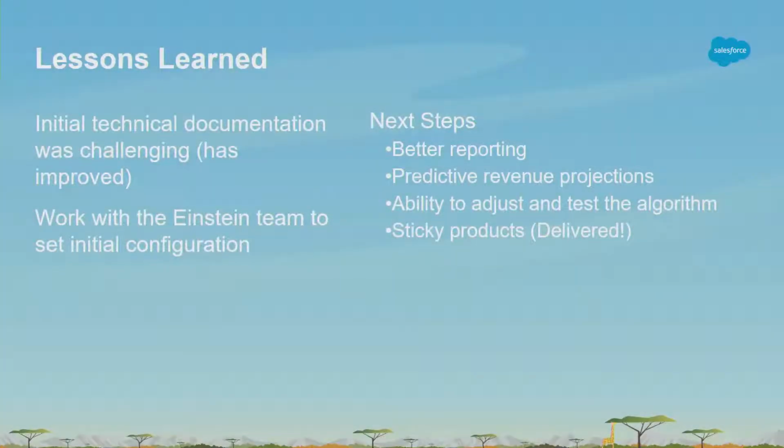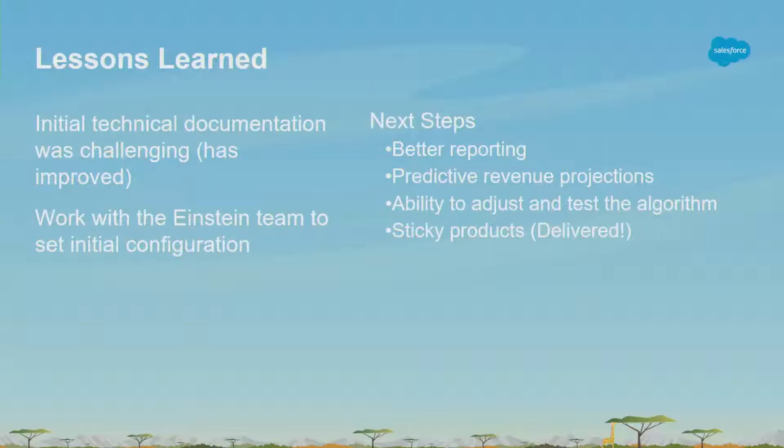And these are some of their lessons learned. They found that the initial technical documentation was challenging, but we took their feedback and have since improved that. Work with the Einstein team if you can to set the initial configuration. A lot of times we find that merchants will get a little bit too far down the road when they can just test against the baseline and kind of build from there. And these are some sort of their wish list, the next steps that they would like to see. Better reporting, which we'll be working on in the coming year.